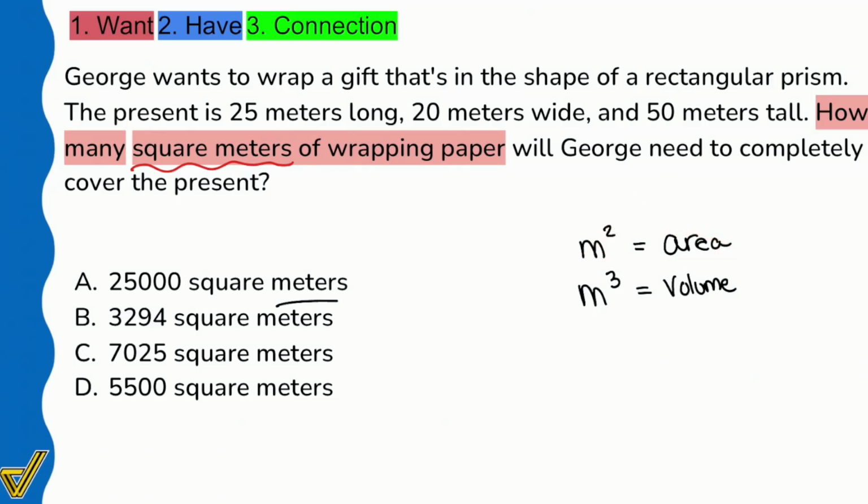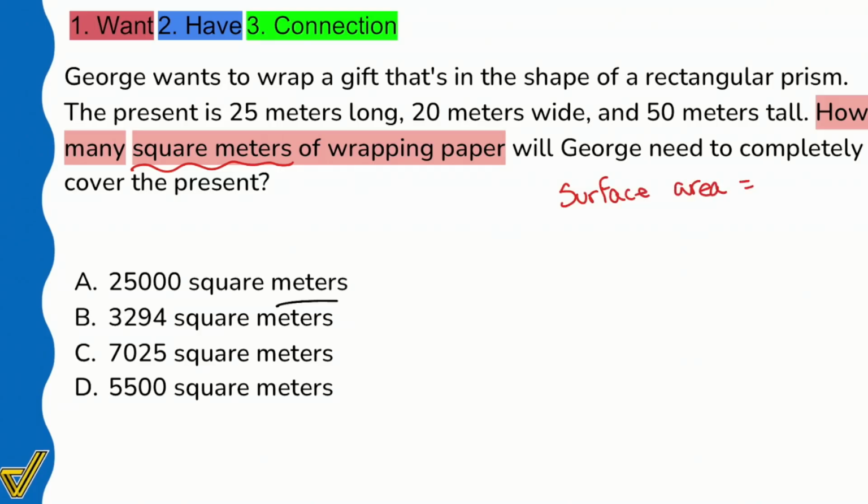So feel free to rewind to really hear that again, because that's a huge advantage that you'll have if you simply understand how to read units. So we are looking for surface area here. And so the next question really is, how do you calculate surface area? There's absolutely a formula to everything, but I'm going to explain this formula and how it works.